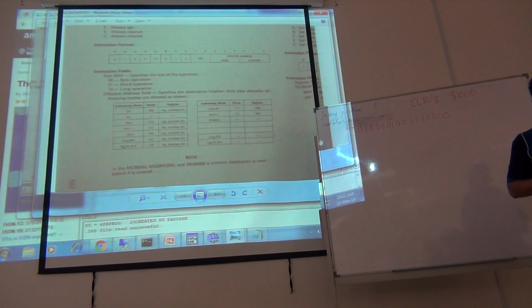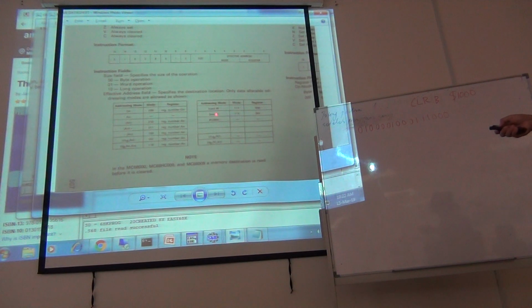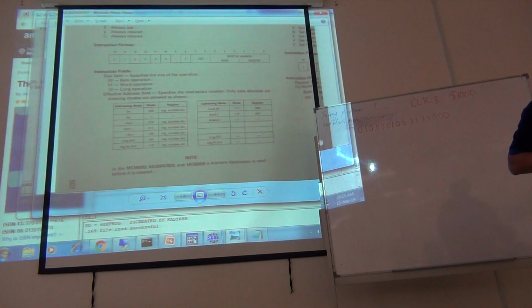Why we didn't use the second? Because you have L and W. L is for the absolute long. Absolute long means minimum 6 digits. Now you have the whole 16 bit.